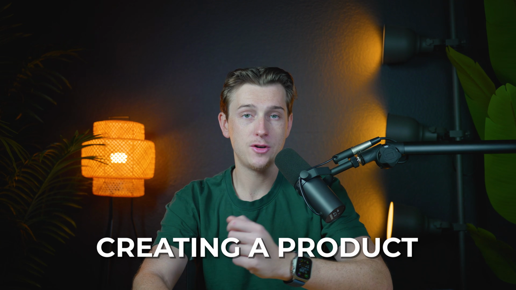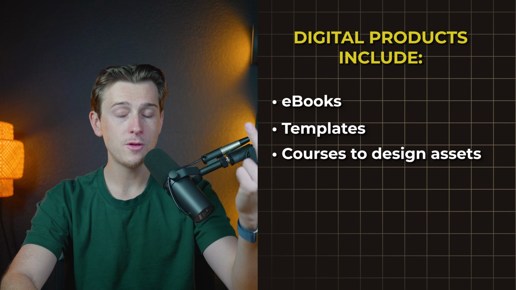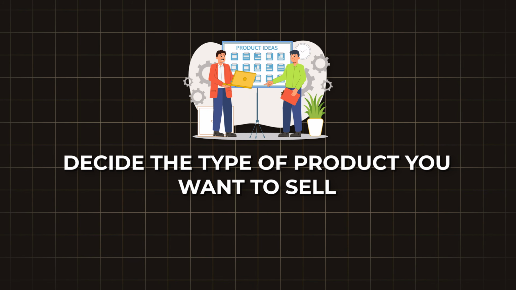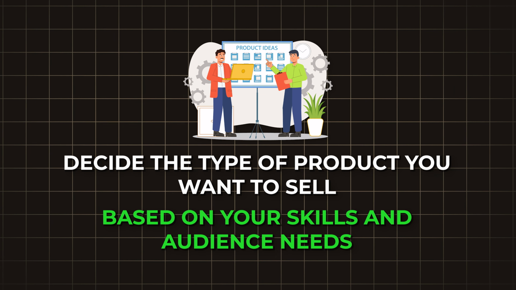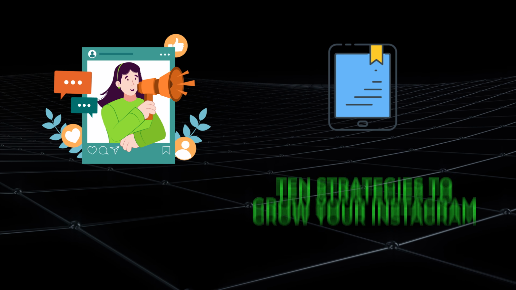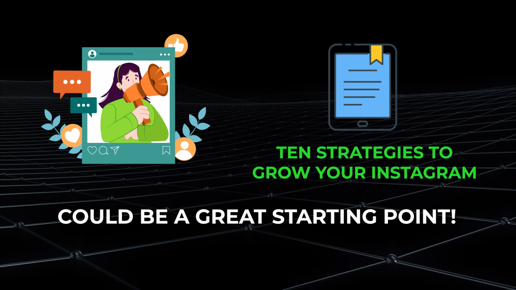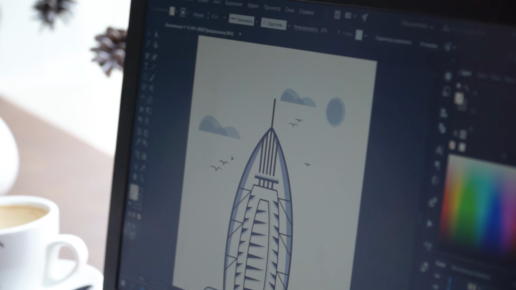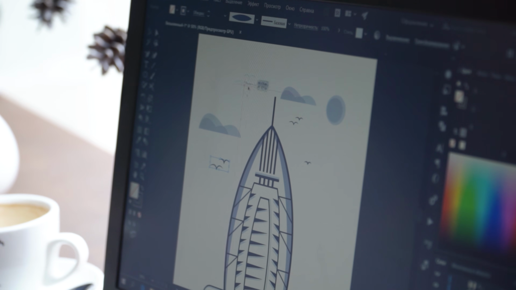Now, the first step to making money on Gumroad is creating a product in the first place. Digital products can include anything from eBooks, templates, courses to design assets, memberships, or even music files. Start by deciding on the type of product that you want to sell based on your skills and audience needs. For instance, if you're knowledgeable about social media marketing, an ebook like 10 Strategies to Grow Your Instagram could be a really great starting point. Alternatively, if you're a designer creating templates or specific files that people can use for branding kits on Canva, this could be another great thing that you could sell.